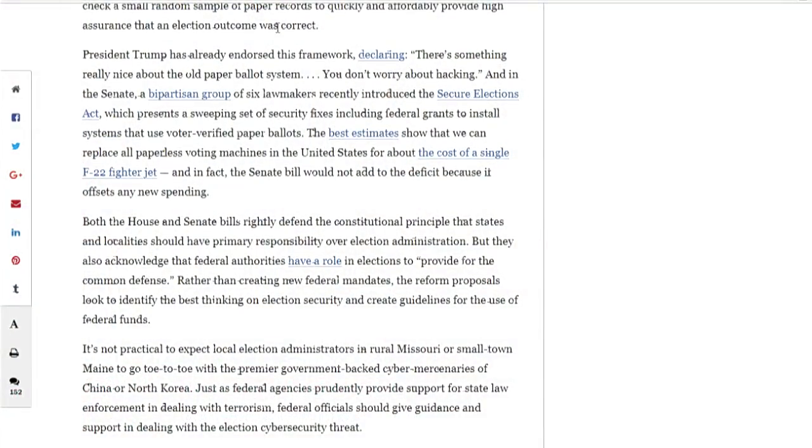Right. So Chertoff and Norquist assert that if they can get momentum for this thought, and apparently President Trump is behind this proposal as well, and has made some comments about his fondness for paper ballots. But the cost, they spin it as, for the cost of a single F-22 fighter jet, we could replace all paperless voting machines in the United States. That's about $339 million, I looked it up. Yeah, that's not irrelevant.